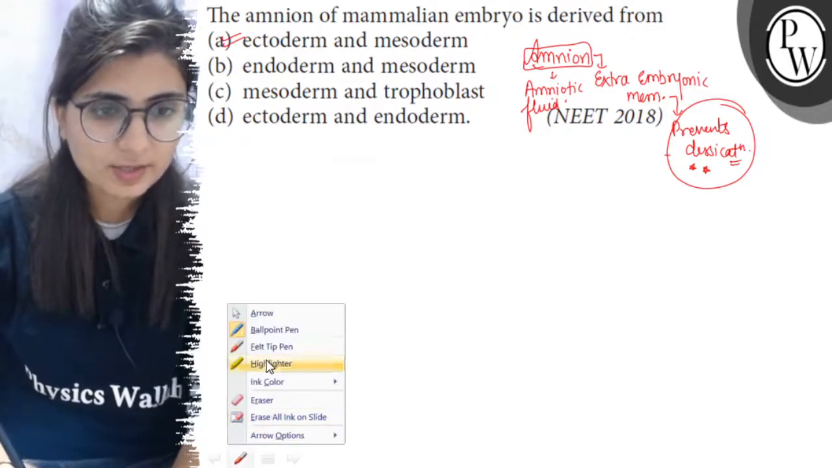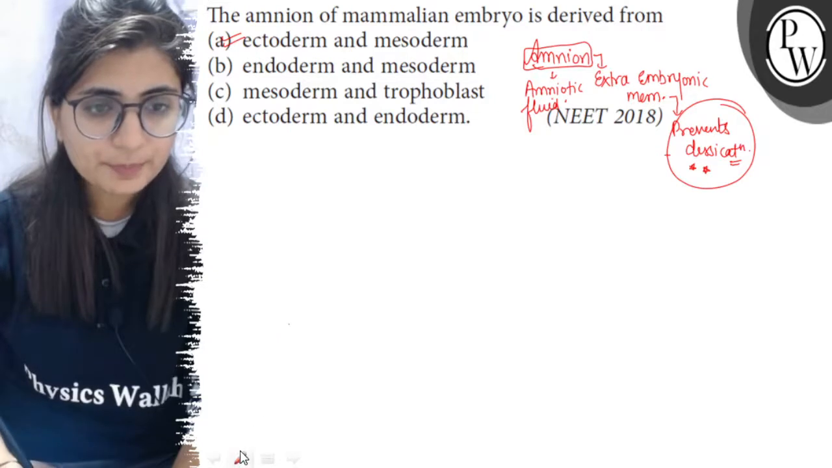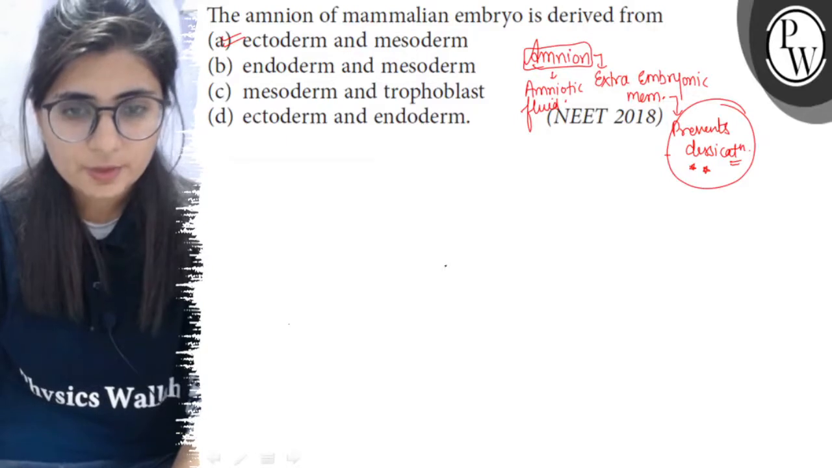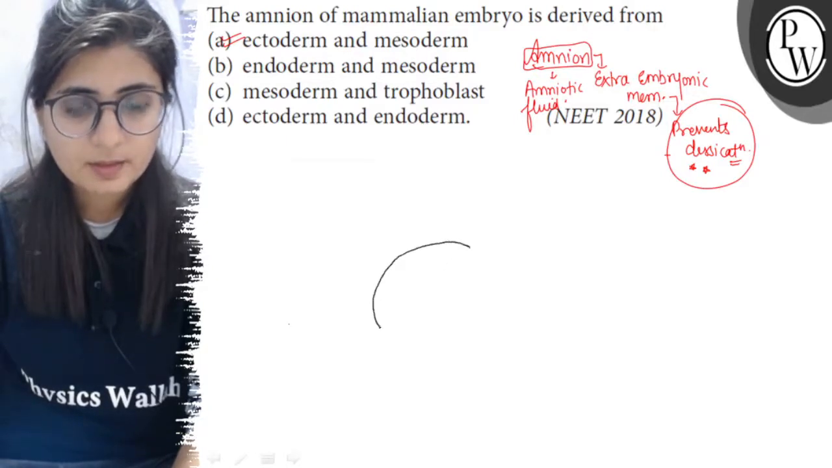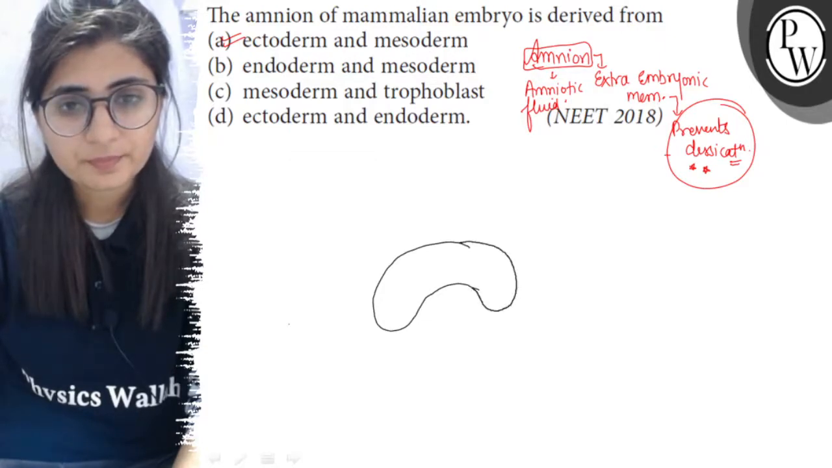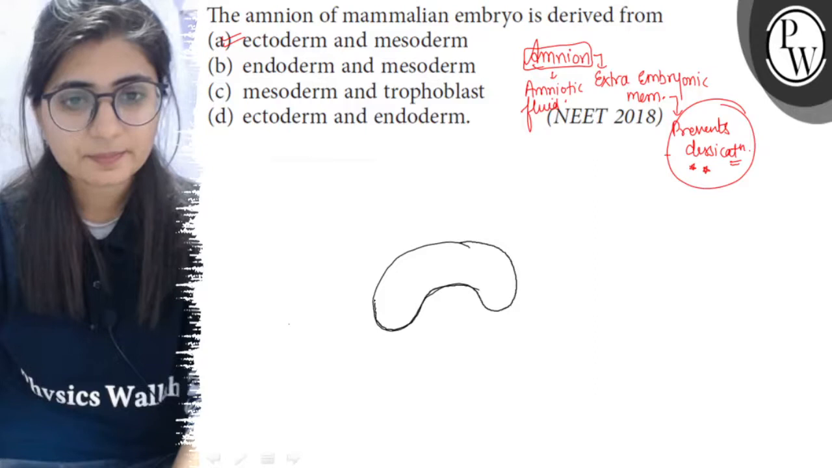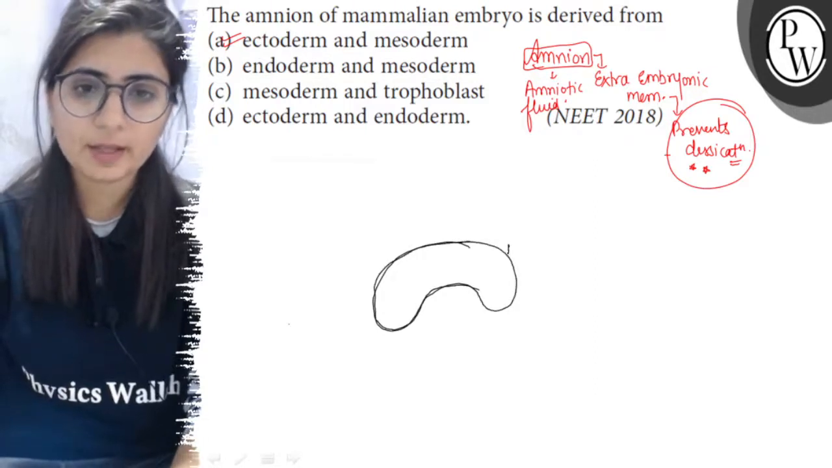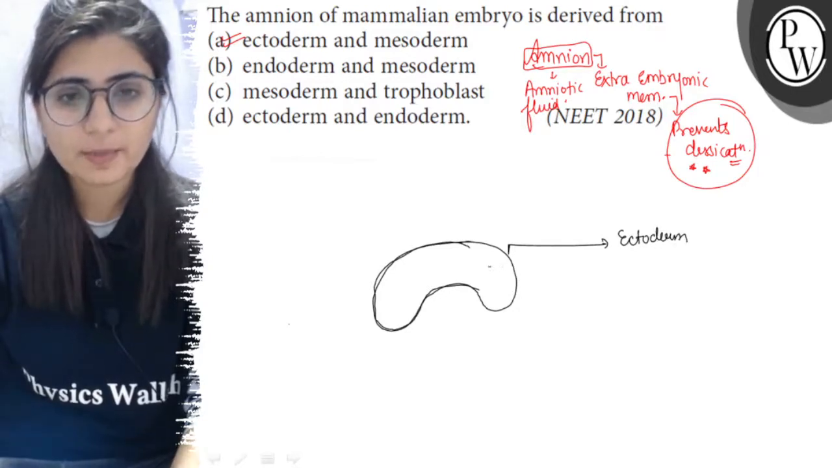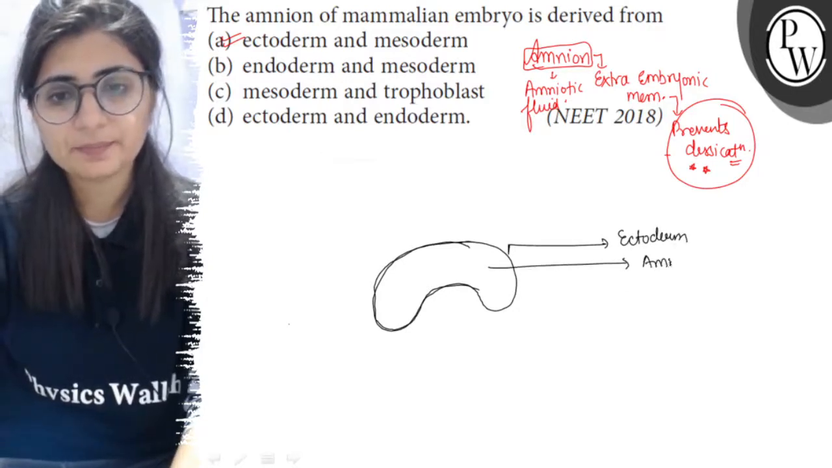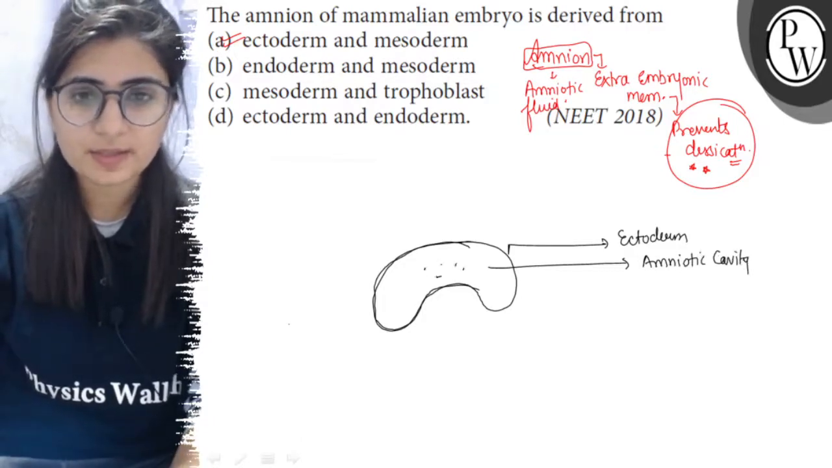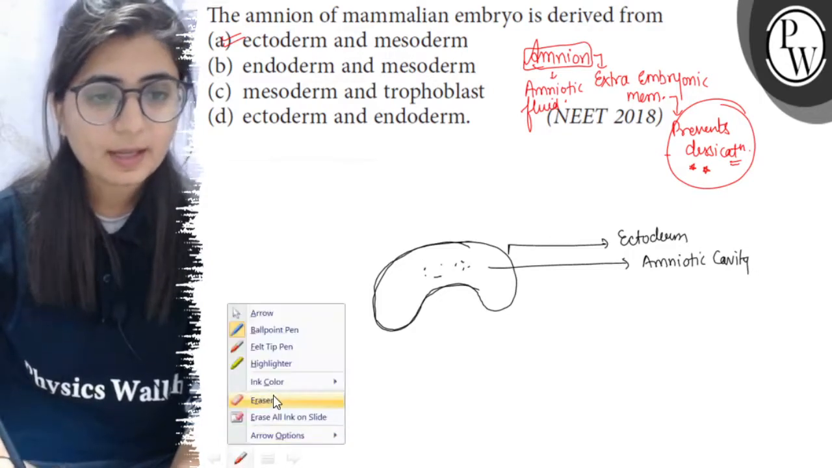So let's see how it is formed. In the embryo there are 3 germ layers. So the ectoderm will form this. So this is the ectoderm. Now this ectoderm is forming the amnion. So this is the amniotic cavity and it is filled with the amniotic fluid. So this is ectodermal.